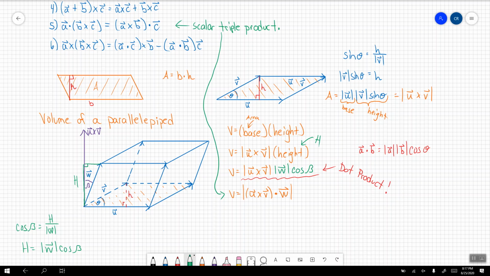So, fun fact, when you're doing your homework, you will get questions that will ask you to check whether three vectors are coplanar. What are you to do? Use the scalar triple product to figure that out. And that is the cross product.